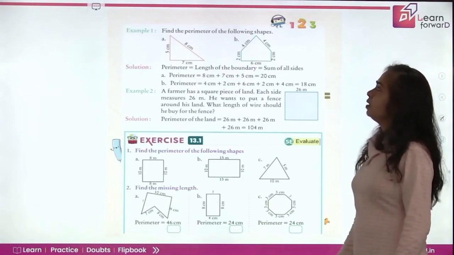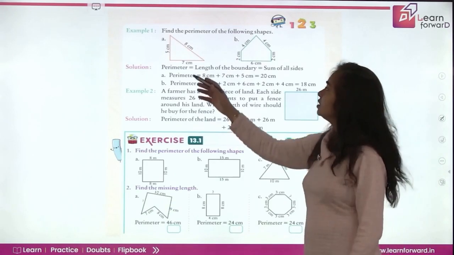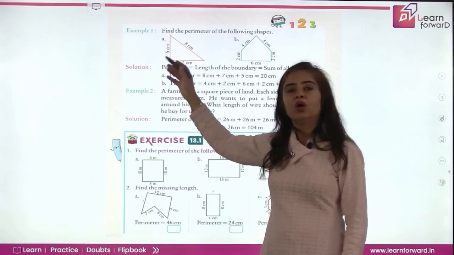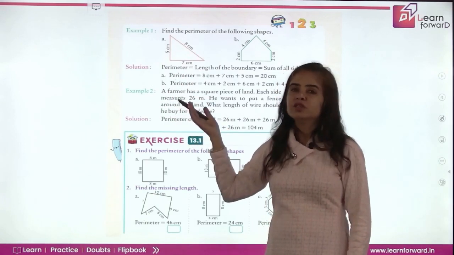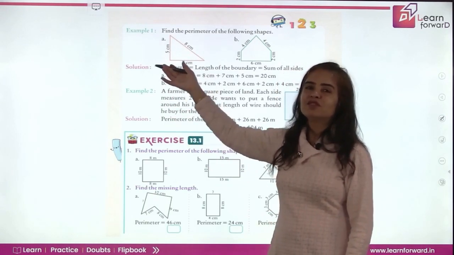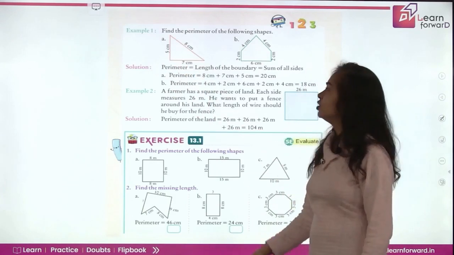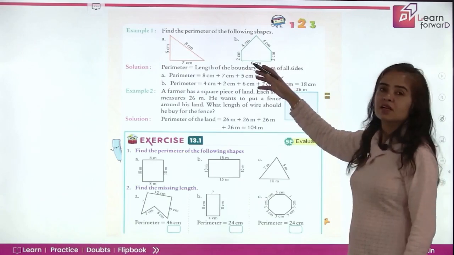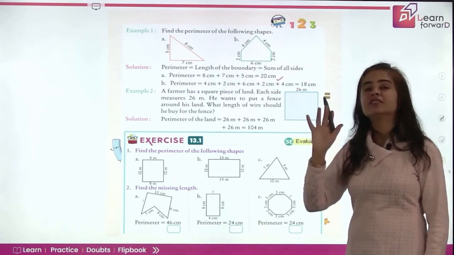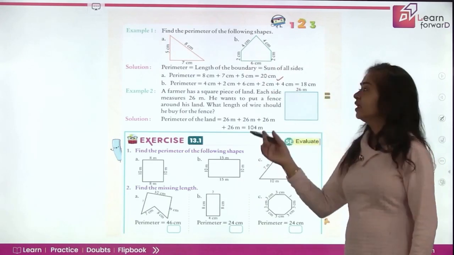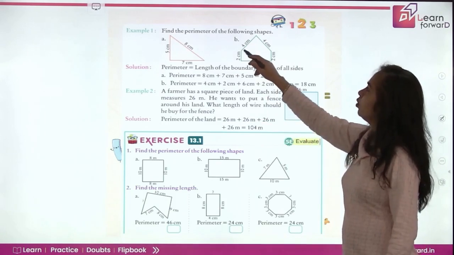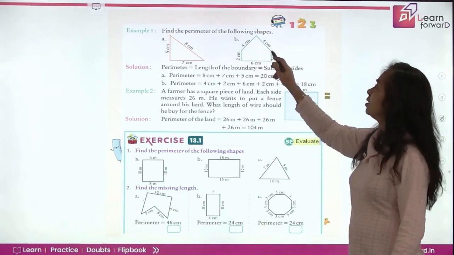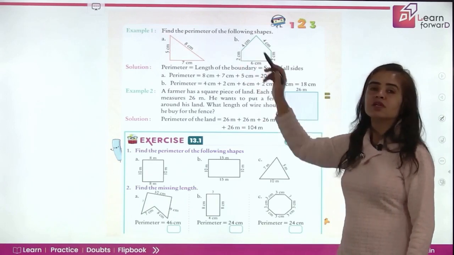Now find the perimeter of the following shape. Here we see this is a triangle and all the three sides are given to you. So perimeter will be 7 plus 5 plus 8. So you get 20 centimeters as the perimeter. This is a five-sided figure, it is a pentagon, and the sides are given. So we can start from any point. 4 plus 4, 8. 8 plus 2, 10. 10 plus 6, 16. Plus 2, 18.